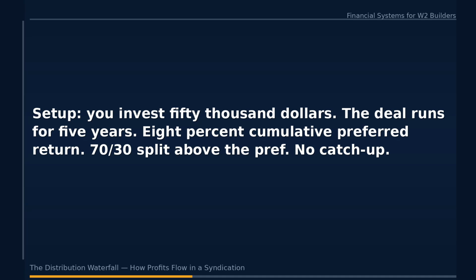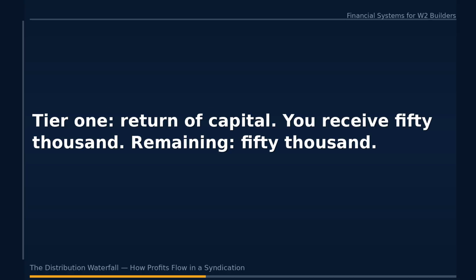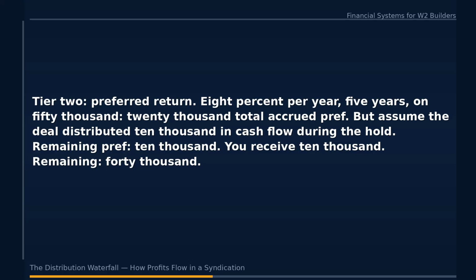8% per year, 5 years, on 50,000, 20,000 total accrued pref. But assume the deal distributed 10,000 in cash flow during the hold. Remaining pref, 10,000. You receive 10,000. Remaining, 40,000. Tier 3, no catch-up in this deal. Skip. Tier 4, the split. 40,000 remaining. 70/30 split. You receive 28,000.